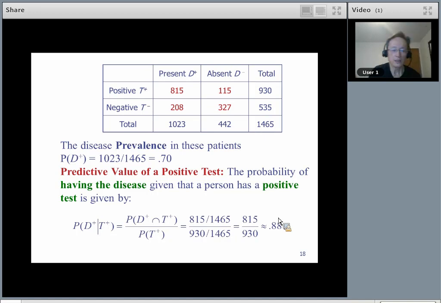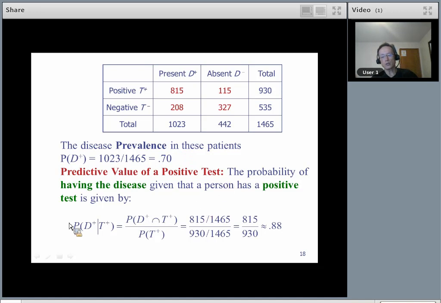And there is a term called prevalence. Of course, that's the percentage of people that have the disease in this population. In this test population, we have 1,465 people. Among them, 1,023 have the disease, so the prevalence is about 70%. That's a terminology we use when we're calculating the so-called predictive value of a positive test.